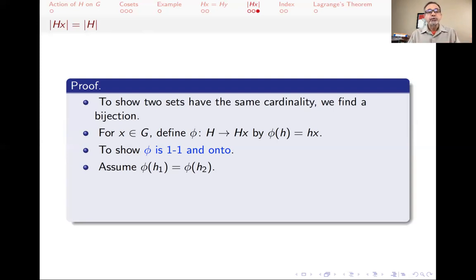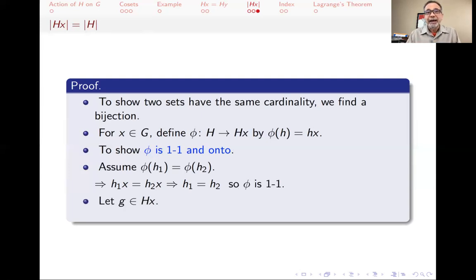So assume phi of h1 was equal to phi of h2, but what does that mean? Phi of h1 is h1x, phi of h2 is h2x. So this means h1x equals h2x, but now I use cancellation on the right, cancel x's, and I will get h1 equals h2. With all these proofs, you should stop the video, do the proof yourself, and then if you get stuck, then you should look at the video. So h1 equals h2, and so those two guys were not different to begin with, and so the map is one-to-one. This is how we prove one-to-one as always.